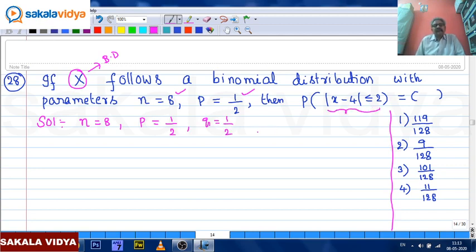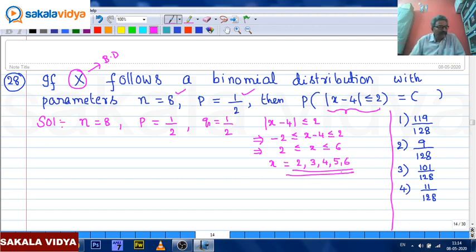First, we need to solve this inequality, mod of x minus 4 less than or equal to 2. What do you mean by this? It means x minus 4 lies between minus 2 and 2. Minus 2 less than or equal to x minus 4 less than or equal to 2. Add 4: 2 less than or equal to x, x less than or equal to 6. That means x takes values 2, 3, 4, 5, 6. All 5 probabilities we need to sum.